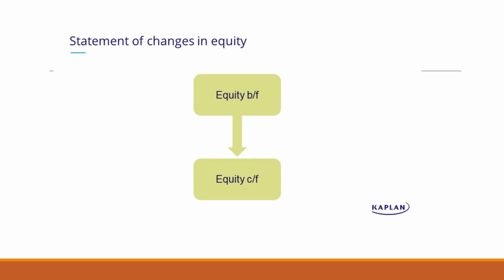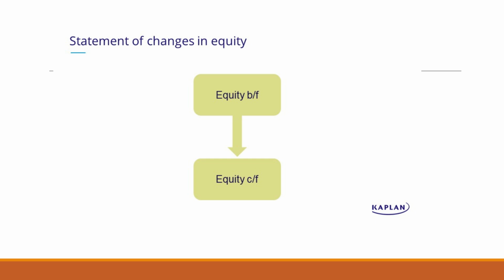This statement explains how the owner's equity balance has changed over a particular period. As you can see in the diagram, we start with the equity balance at the beginning of the period. That's the equity B/F, brought forward. Then, we account for the various transactions that have affected equity during the period.